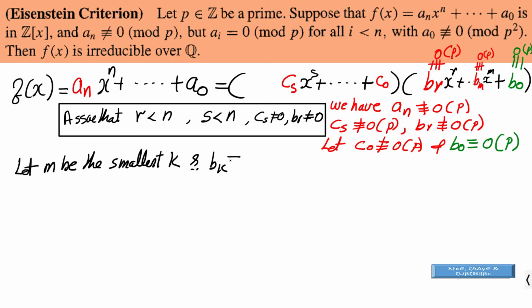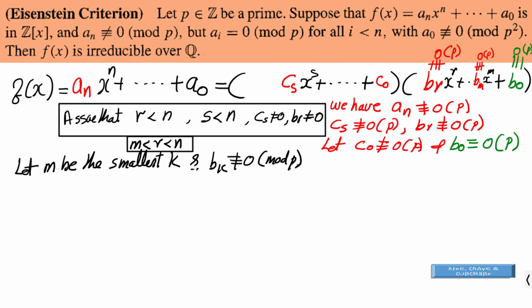So if you are coming from B0 to Br, m says that it is the smallest k such that bk is not congruent to 0 mod P. So this means that m can be any number that is less than or equal to r. That is, since we already have r strictly less than n, you can add one more statement, that m is less than or equal to r. So we have m less than or equal to r, which is strictly less than n.